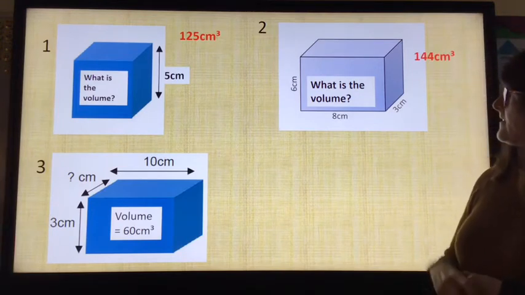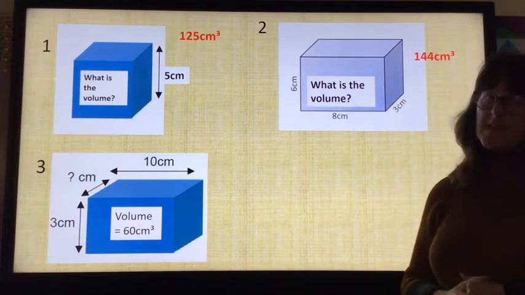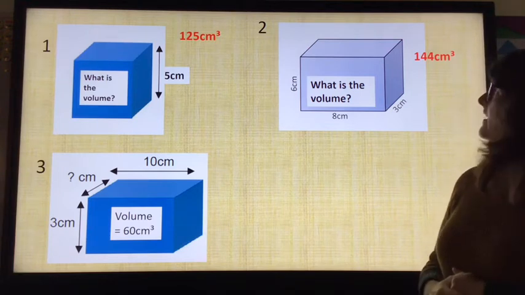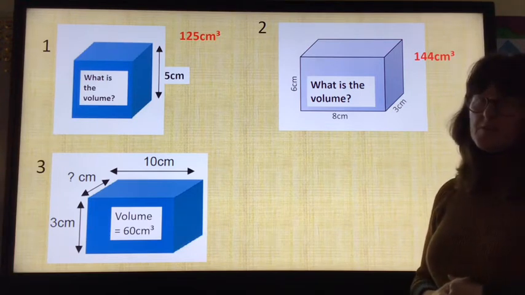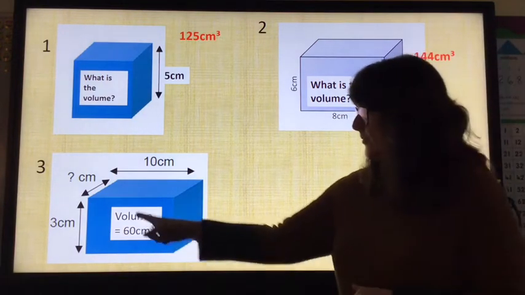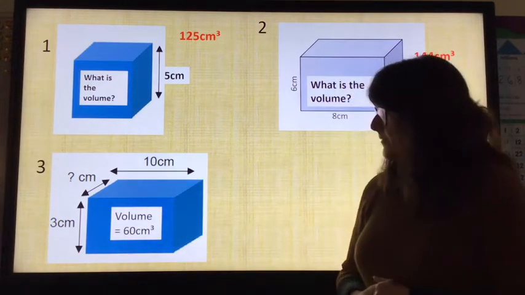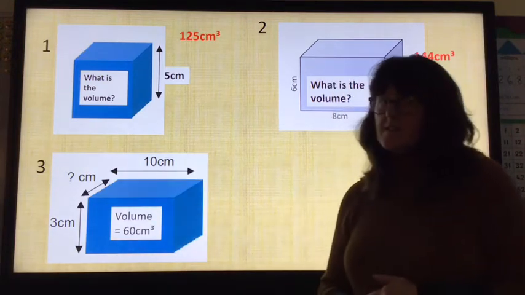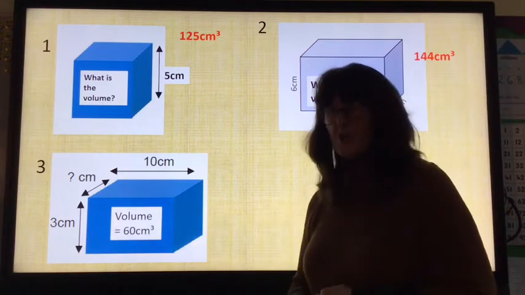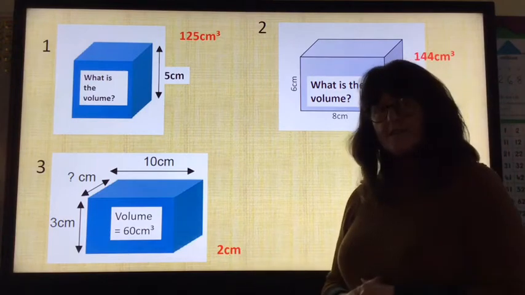For this one, we need to multiply 6 times 8 times 3. 6 times 8 is 48, and 3 times 48 is 144 centimetres cubed. And the last one, you were given the volume, the height, and the length, and you had to work out the width. So if I know that 10 times 3 is 30, what do I multiply 30 by to get to 60? That would be 2. So here, you're just looking for 2 centimetres.